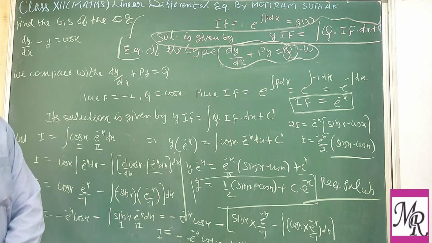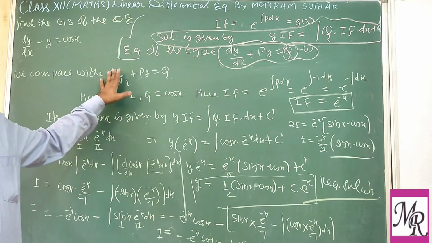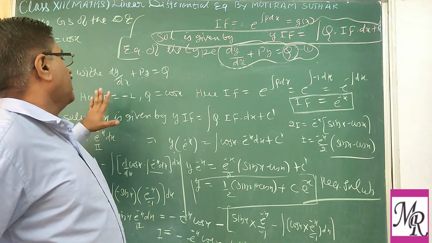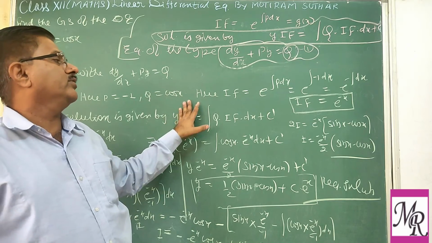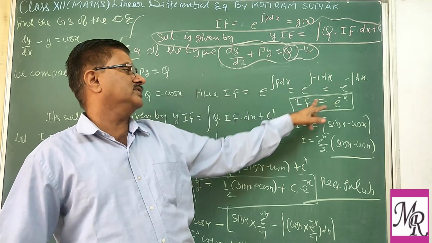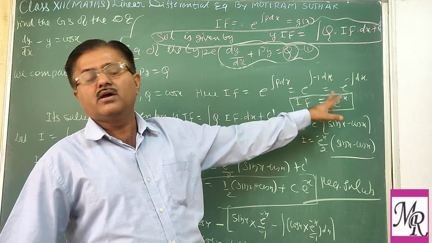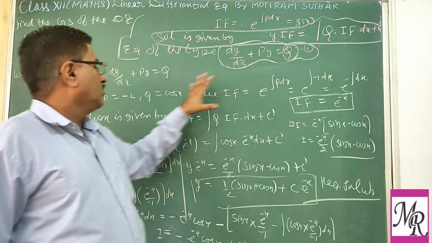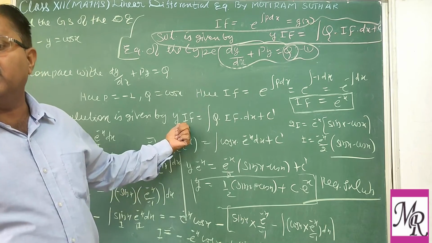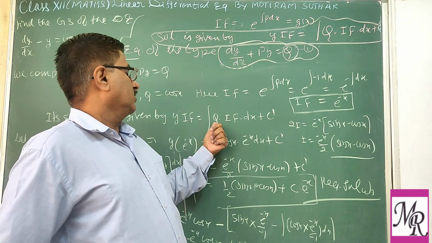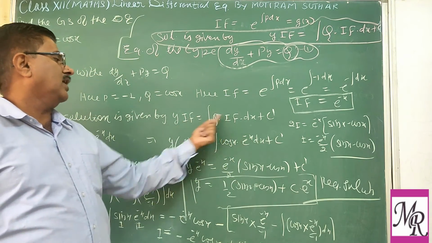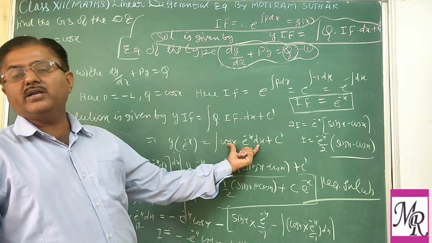So you may review this. This is very important. First of all, you have to compare with the standard form. Then you have to identify P and Q. After getting P and Q, use the formula for the integrating factor. So put the value of P, integrate and simplify, and you get the integrating factor. After getting the integrating factor, one may use the formula of the solution, that is y into the integrating factor equal to the integration of Q into the integrating factor. Now our job is only to put the values in on both sides and do the right hand side integration.